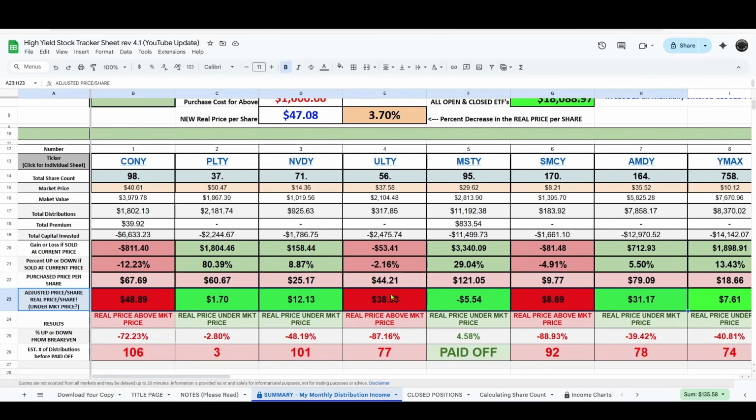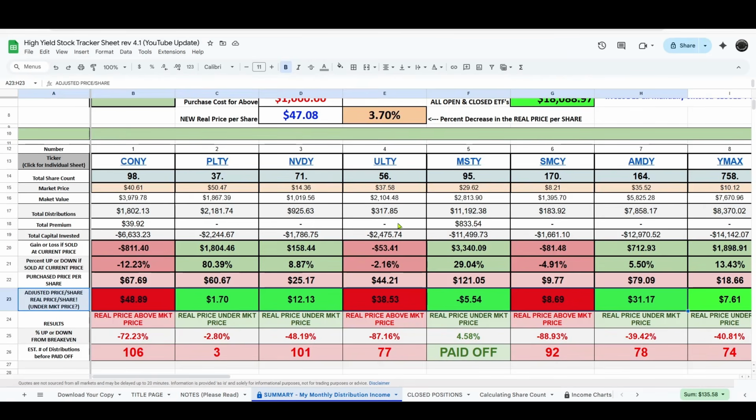Are you 50% down, like it looks like I am on NVDY, right? With a market price of 14 bucks roughly, and I have a purchase share average of 25, that looks like I'm about 50% down. But how much am I actually down by? Well, if I were to sell out of NVDY, I'm actually not down at all. I'm actually up 8%. So that's why calculating this number to me is the most important piece of information.